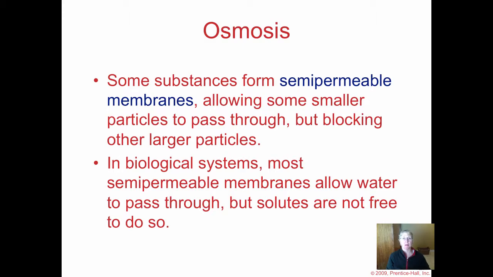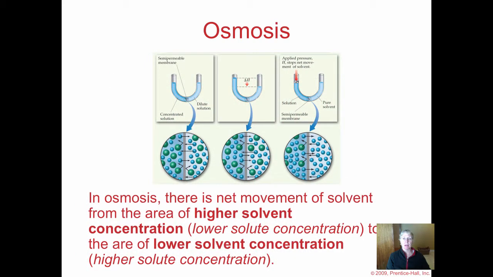So if you look at this diagram here, you can see that in osmosis, there's a net movement of solvent from the area of higher solvent concentration to lower solvent concentration. Now for me, that doesn't make sense. I'm going to kick this into a practical way of looking at it.